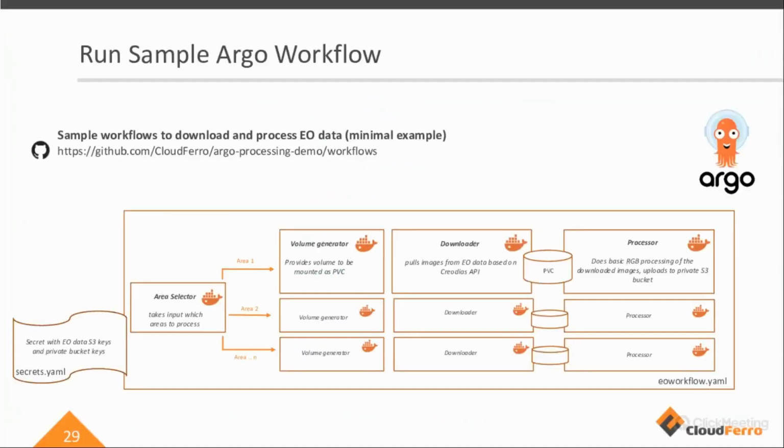So this is the workflow that we will run, the sample workflow. We will basically have something that is designed as an area selector. It takes input in the form of a list of different areas to process. We'll take, for example, Italy and Denmark, and then it splits into steps, and then for each step there is a volume generator. It will create a persistent volume claim.